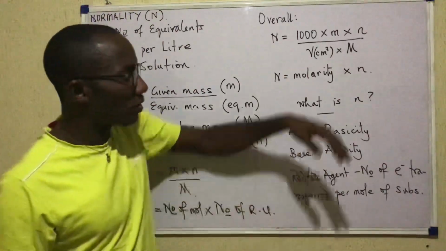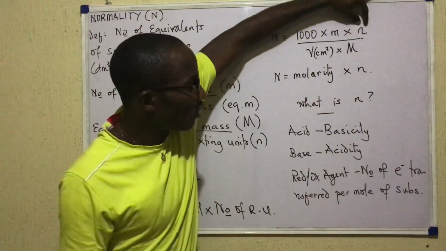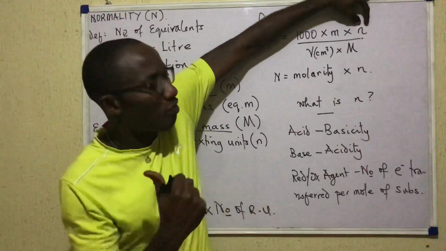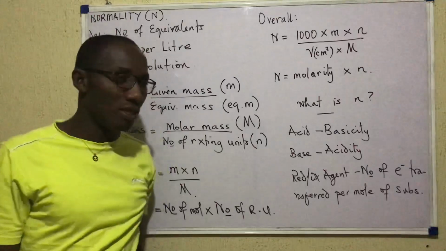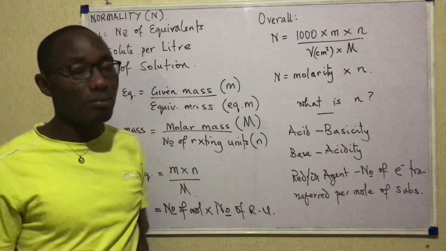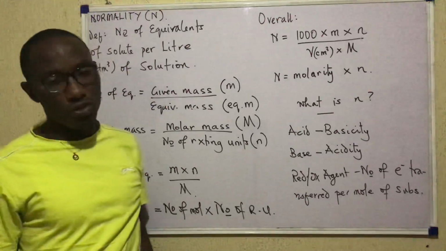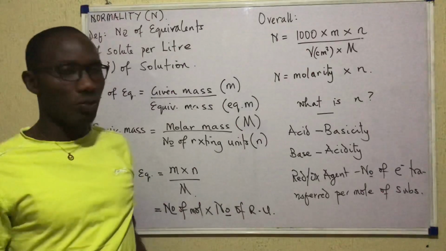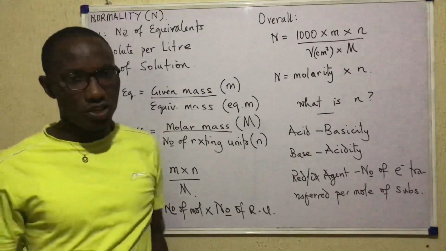That is because if you remove this n from this formula you are seeing here, it becomes the formula we saw in the previous video for molarity. So it's very correct to say normality equals molarity times number of reacting units. Now it's time to give meaning to n. What is number of reacting units?